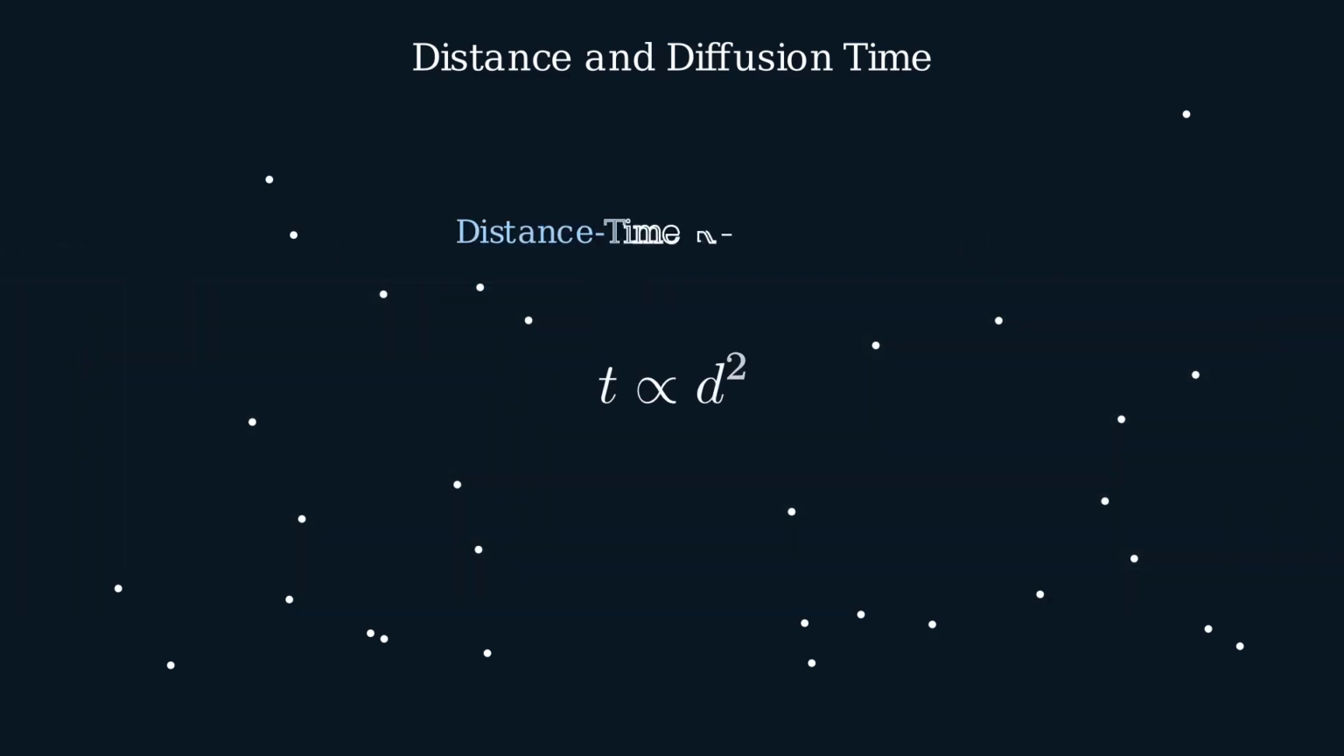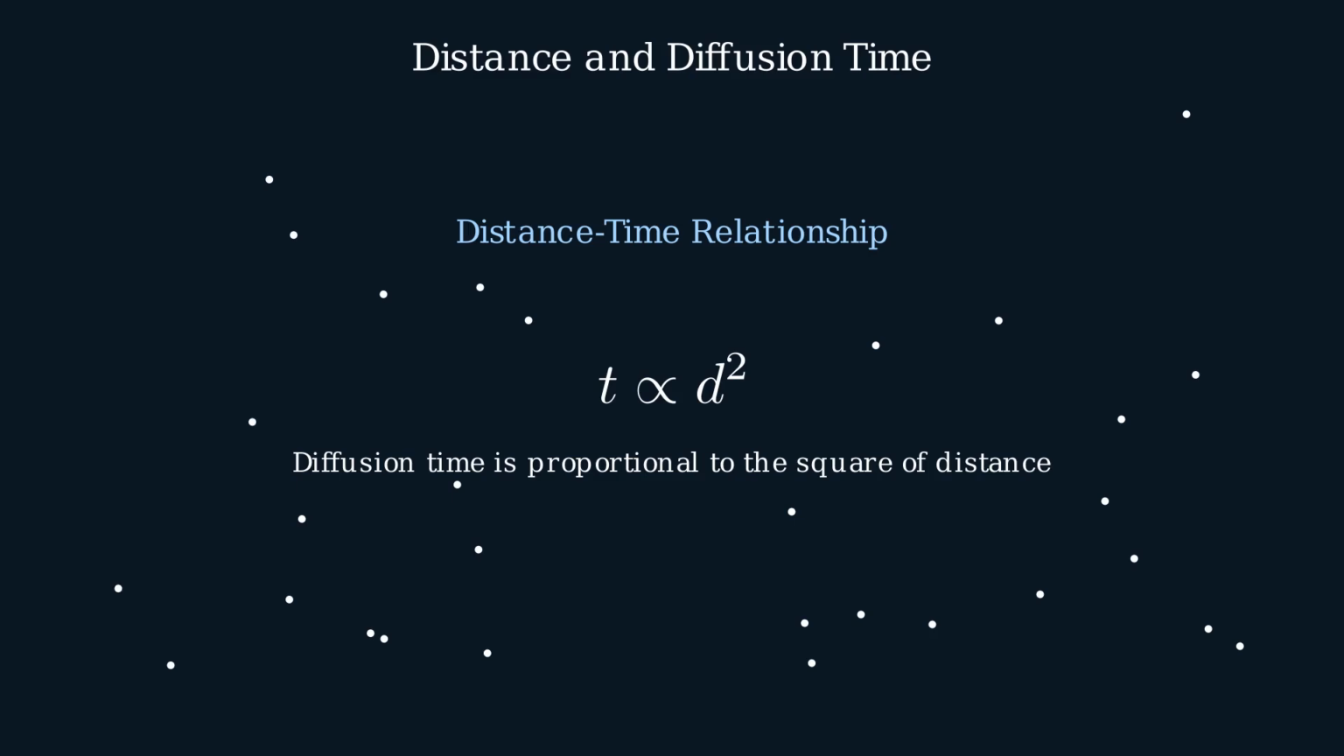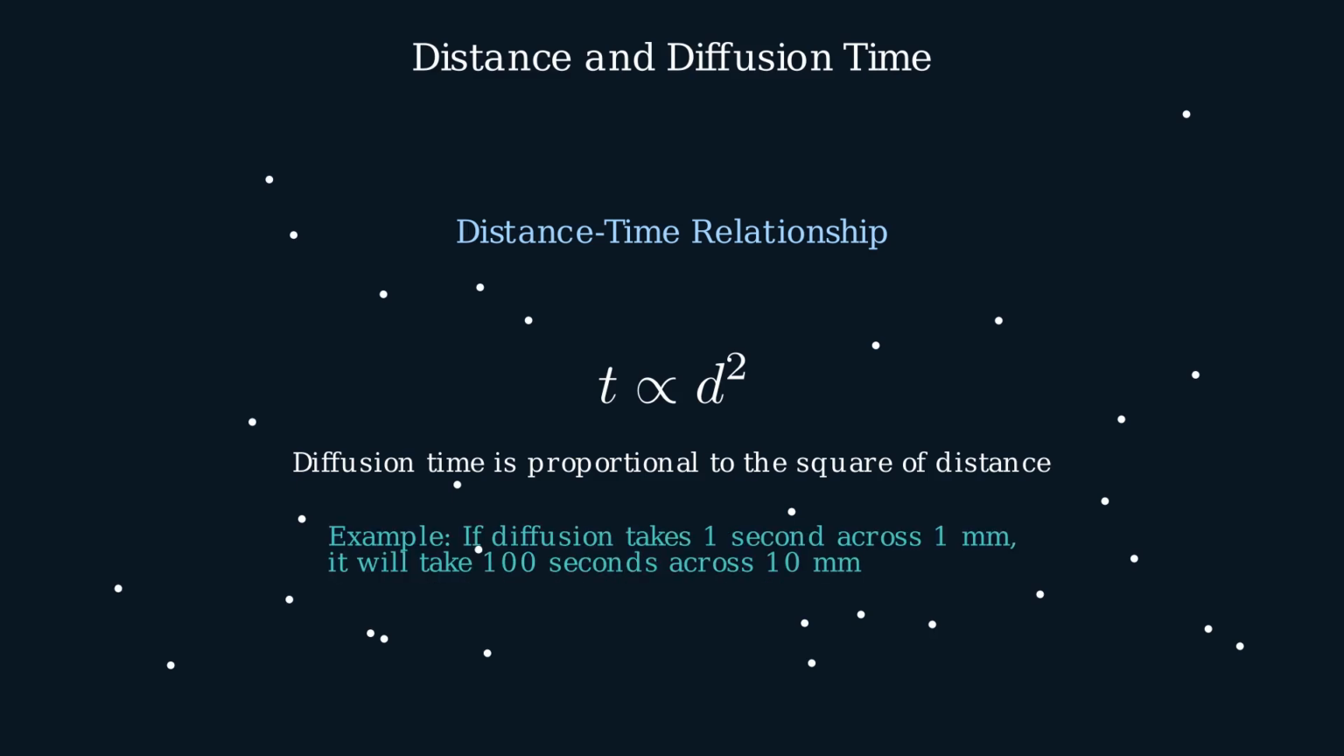The mathematical relationship between diffusion time and distance follows a square law. This means diffusion time is proportional to the square of distance. For example, if diffusion takes 1 second across 1 millimeter, it will take 100 seconds, nearly 2 minutes, to diffuse across 10 millimeters.